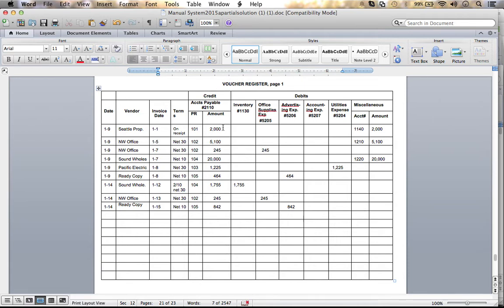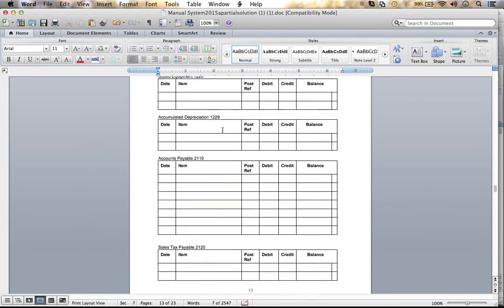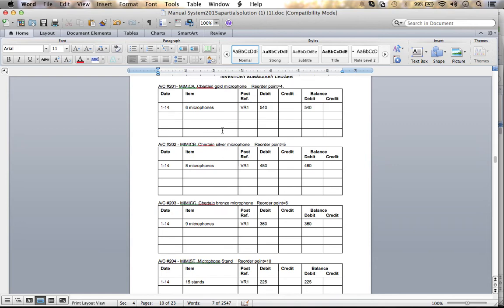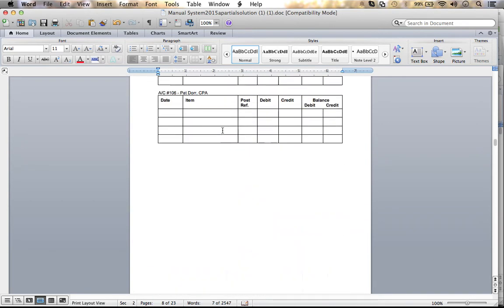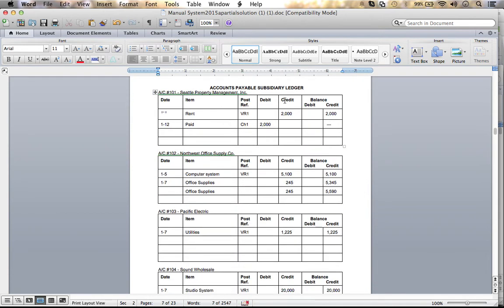Okay, now beyond recording this in the voucher register, I also need to record this $2,000 in the accounts payable subsidiary ledger for Seattle Property Management. So let's take a look at that. I go to the subsidiary ledger. Now we have a subsidiary ledger whenever we have a control account, and of course, in this situation, the control account is accounts payable. So anything in the subsidiary ledger should equal the amount in the accounts payable account. In other words, if I just had one bill, Seattle Property Management recorded at $2,000, $2,000 would also be the amount in my accounts payable account on my balance sheet.